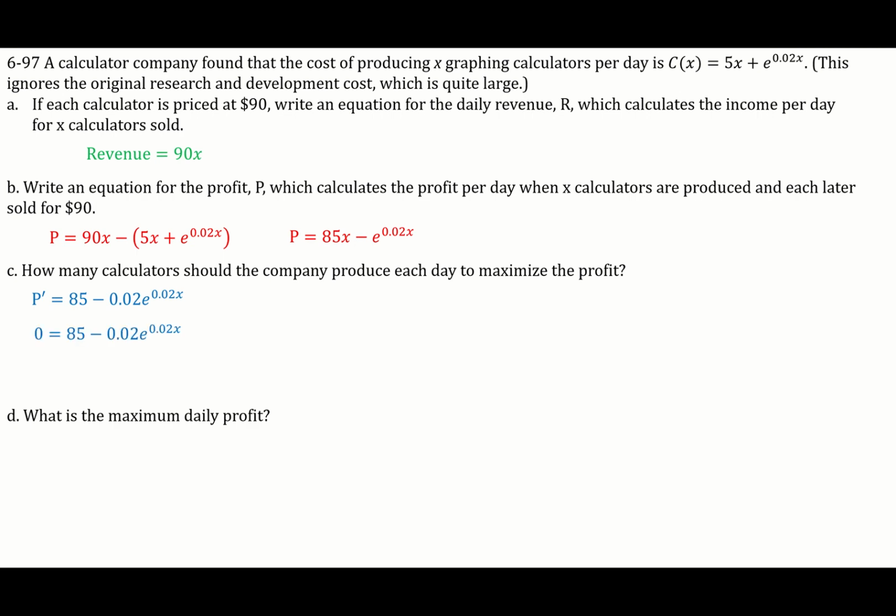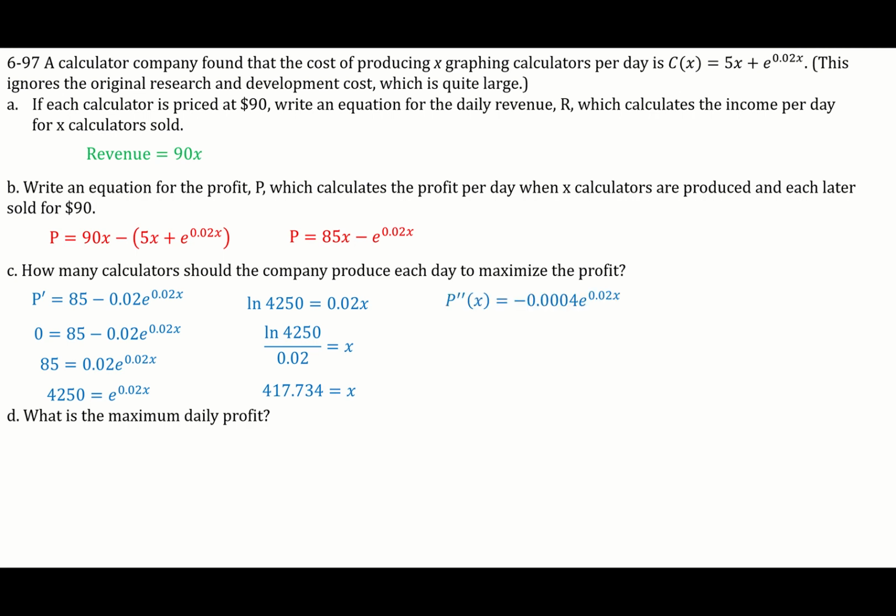Set it equal to 0 to find some candidates or a candidate for a maximum. And add 0.02 e to the 0.02x to both sides. Divide by 0.02. To undo e, take the ln of both sides and then divide. And you end up with x equals 417.734.